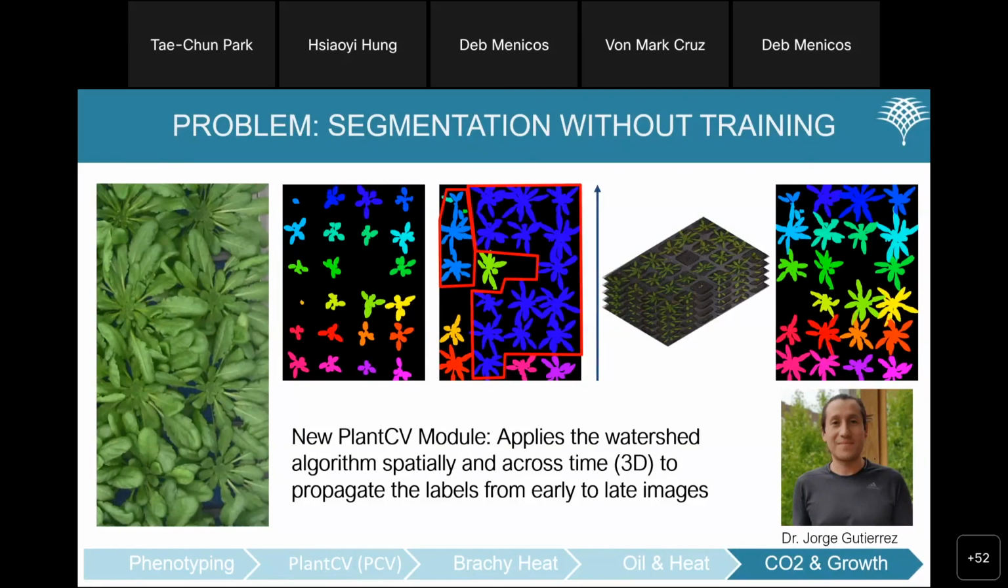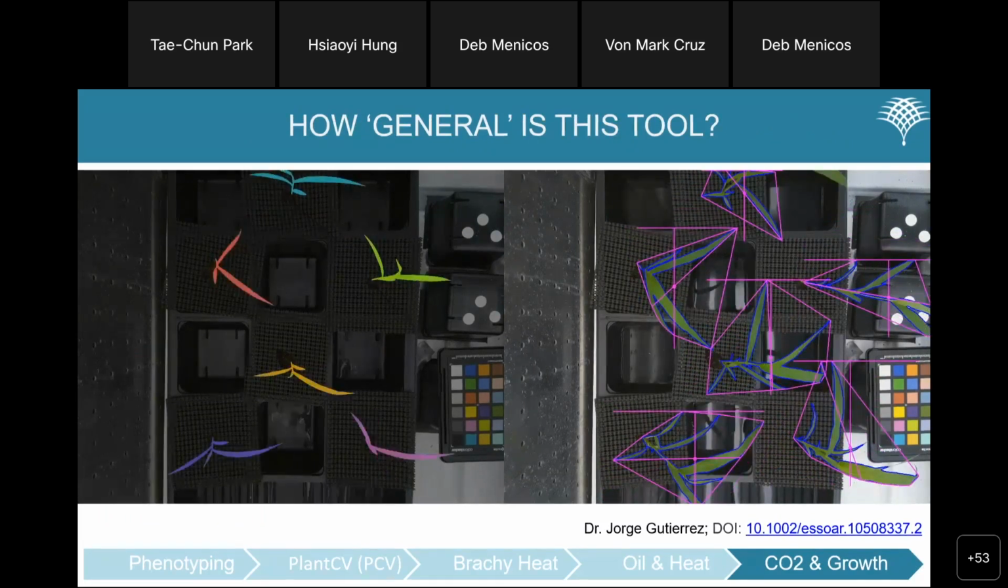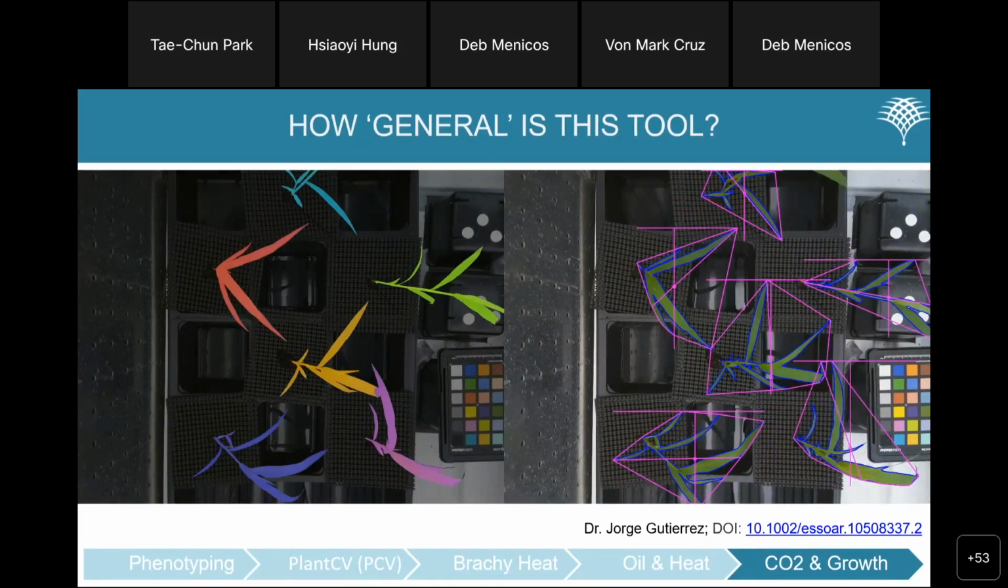So again, Jorge developed this PlantCV module that applies a watershed algorithm spatially and across time so that we can propagate labels from when the plants aren't touching to when they are touching. With that, you can see in this last image, without doing any training, we can actually segment these plants and get more data out of that data set without having to do deep learning. We wanted this tool to be able to be used not just on one species, but we can use this on Setaria in this case, that has a very different architecture type.